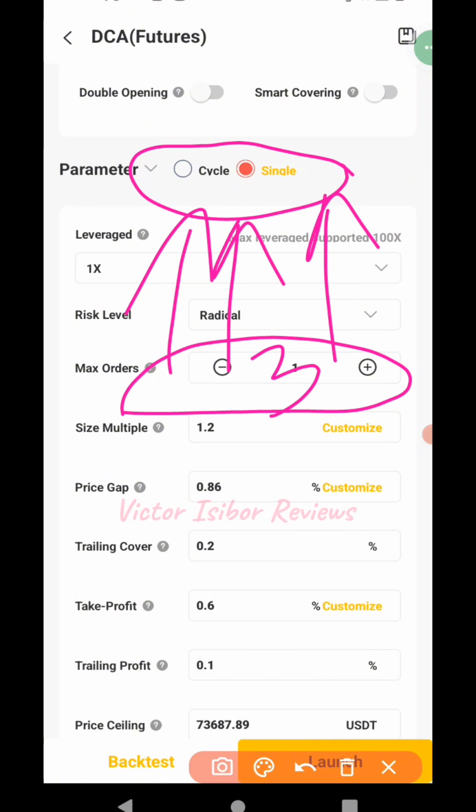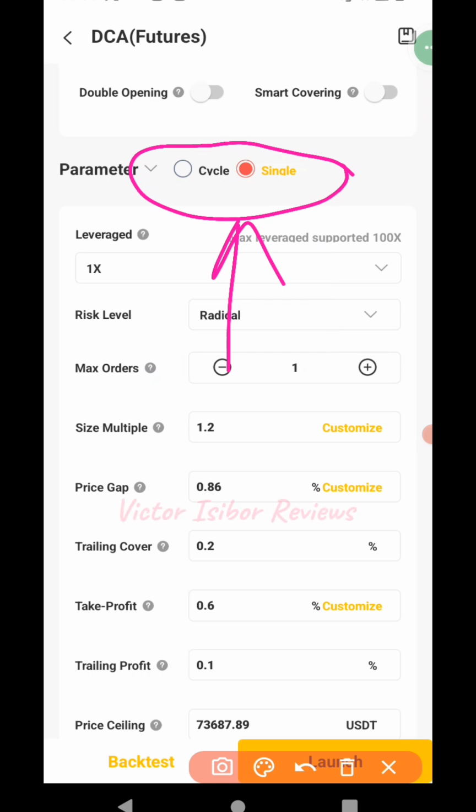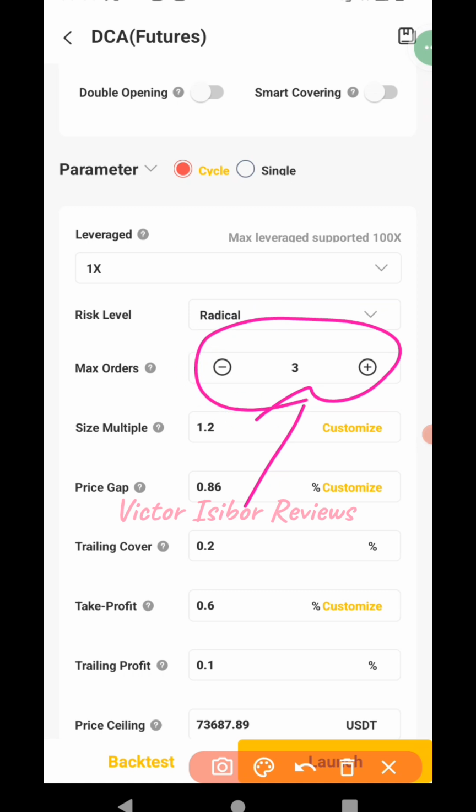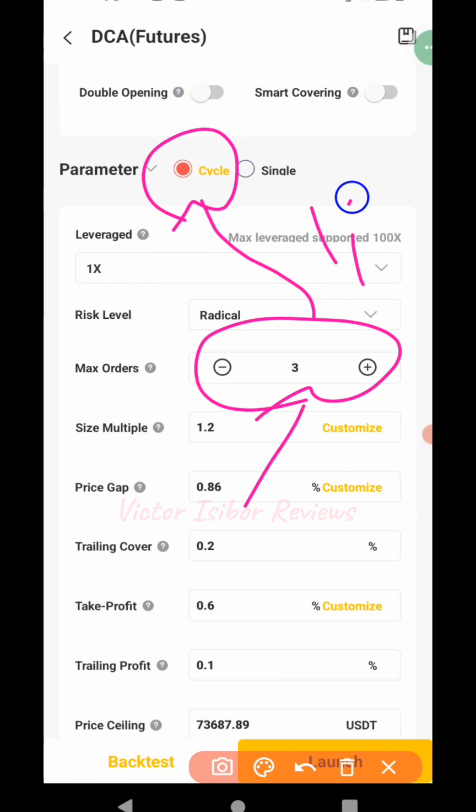But if you have your max orders on 3, and your parameter is on cycle, let me put it on cycle, and increase this one to 3, or even 5, or let's say 3. Max orders on 3, parameter on cycle. By the time it goes to 1, 2, the third one, it will show limit order. After it closes that trade, the bot will cool off for a while.